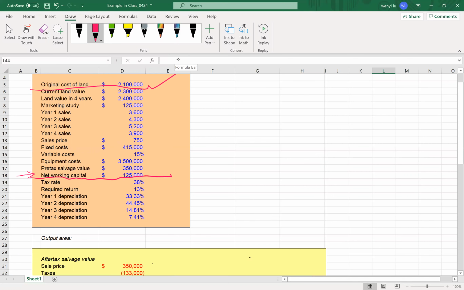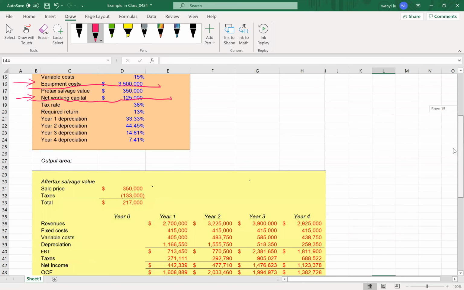expenditure on the capitals, right? And also we have the equipment cost, right? So all this will be the initial starting expenditures.